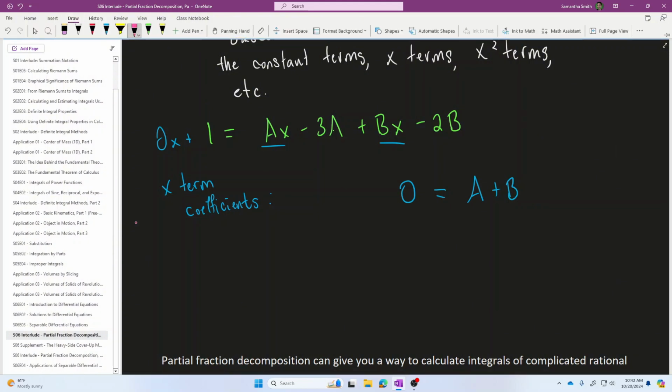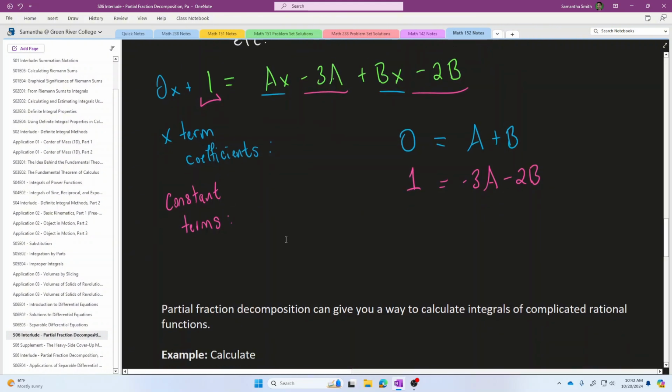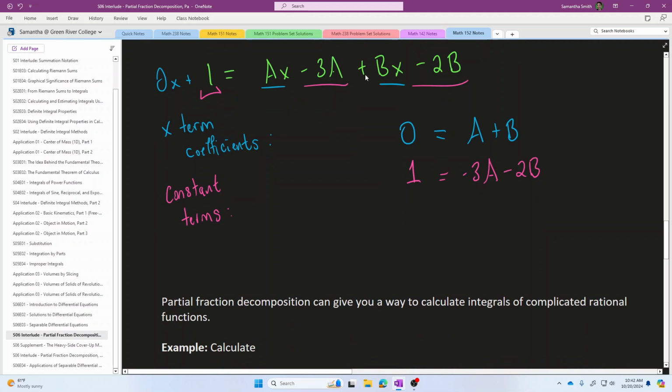If I separately look at the constant terms, on the right-hand side, my constant terms with no x's are negative 3A and negative 2B. And on the left-hand side of the equation, my constant is 1. So looking only at the constant terms, I find that 1 must be equal to negative 3A minus 2B.